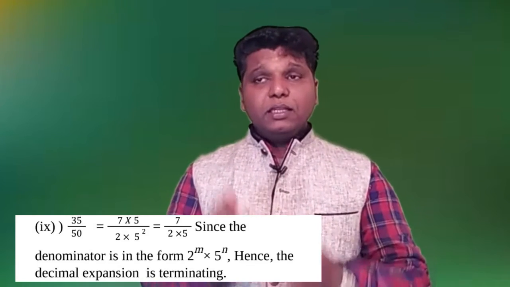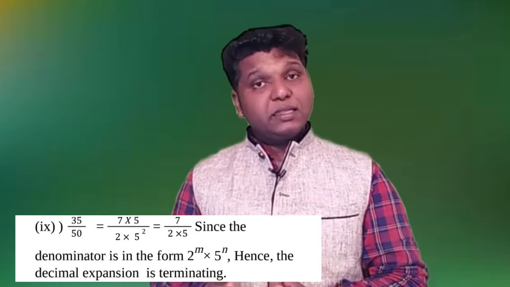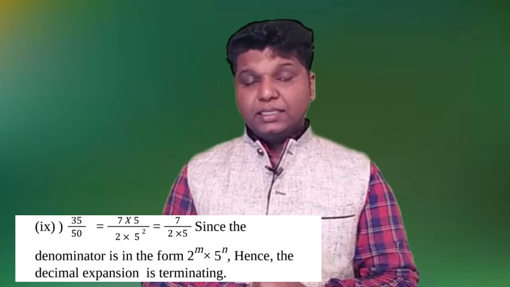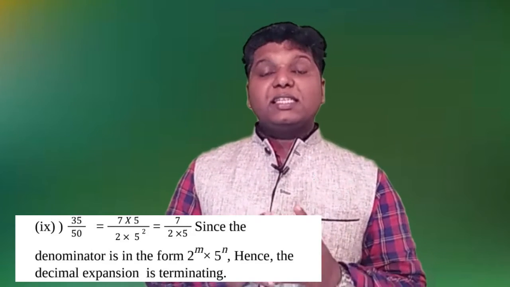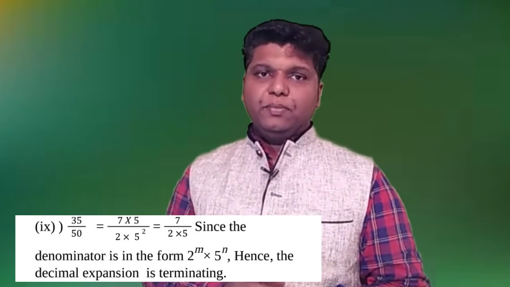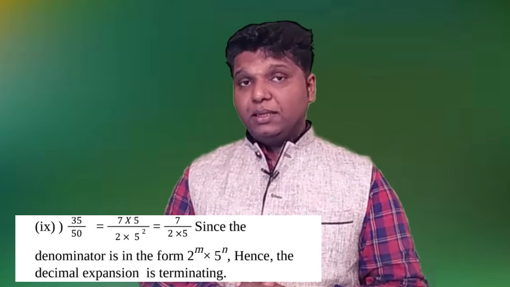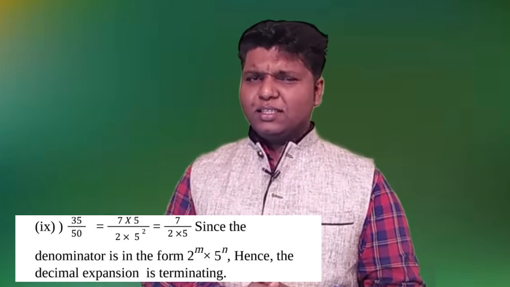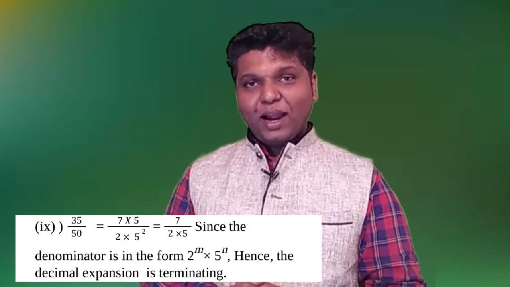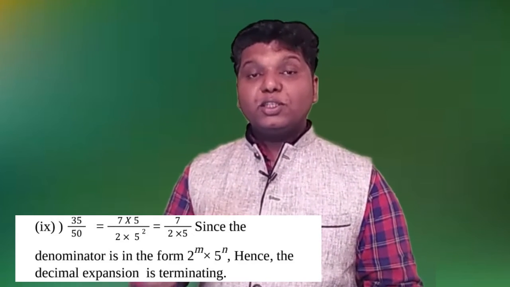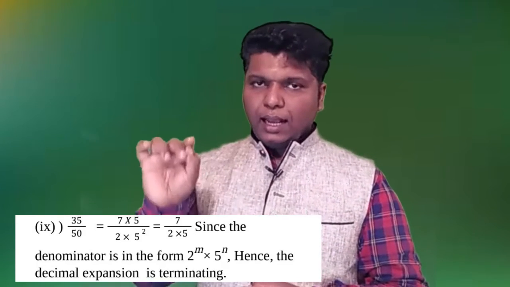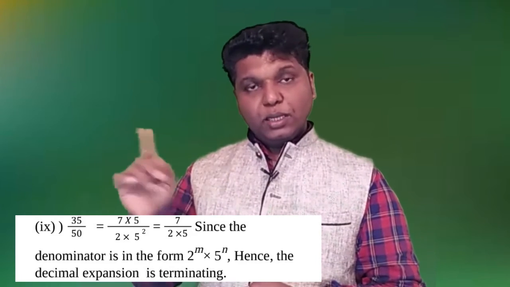Now tell me, in the top and bottom, you can see 5 is common, you can cancel the 5. So now the denominator comes to 10 only. Now how can you express 10? 10 is equal to 2 into 5. Now tell me, is it terminating or non-terminating? It's terminating. Why? Because it's of the form 2 raised to m into 5 raised to n. Here m and n are 1 itself. Even though we wrote simply 2, it actually means 2 raised to 1.